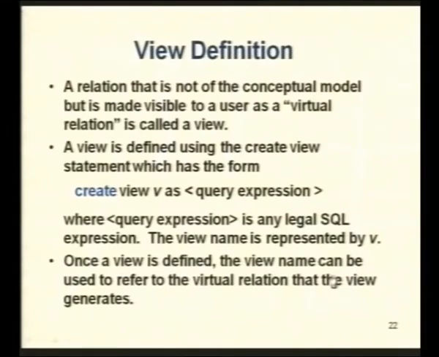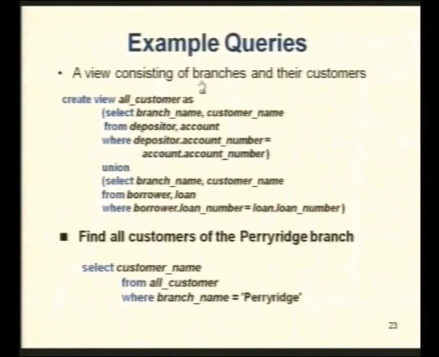Once a view is defined, the view can be used as though it was a relation. This is an example of a view consisting of branches and their customers. Then from that you can find all customers of the Perry Ridge branch. You can use this all customer view as if it was a relation. That is what we are trying to tell you.